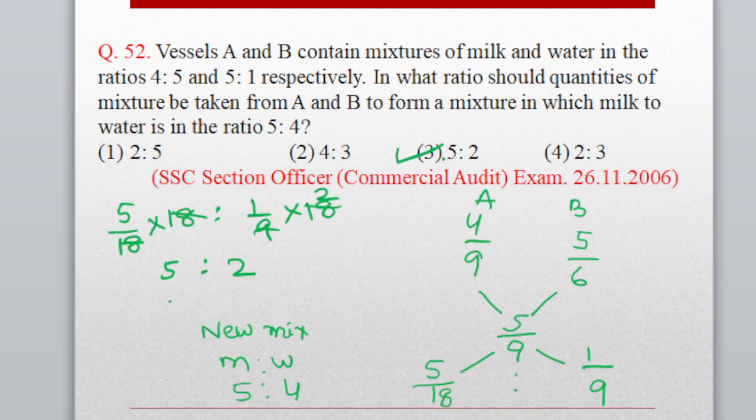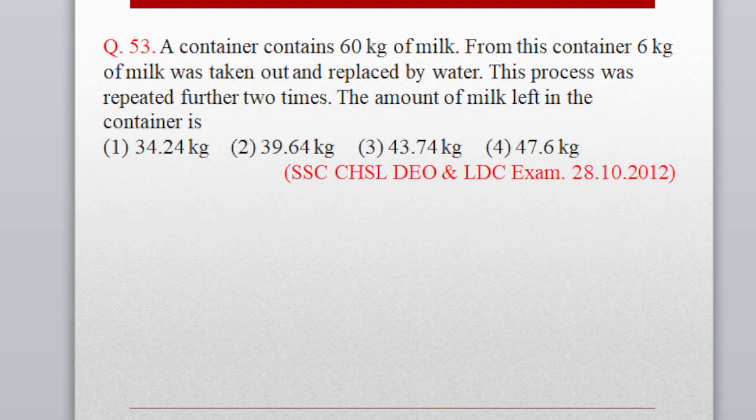Now next question, that is question number 53. A container contains 60 kg of milk. From this container, 6 kg of milk was taken out and replaced by water. This process was repeated further 2 times. The amount of milk left in the container is, now here that means we have to take milk from the container and replace that with water.